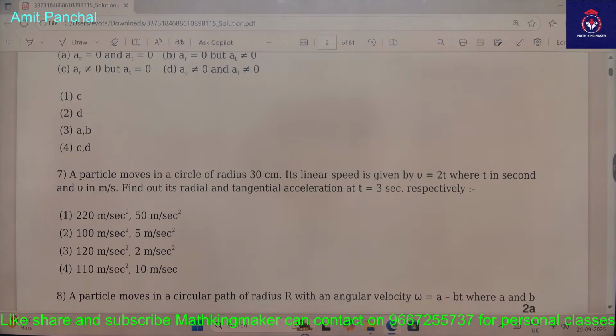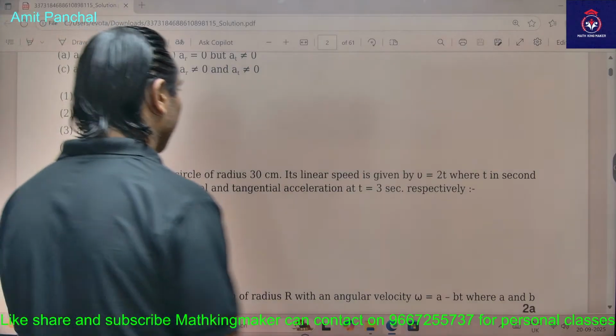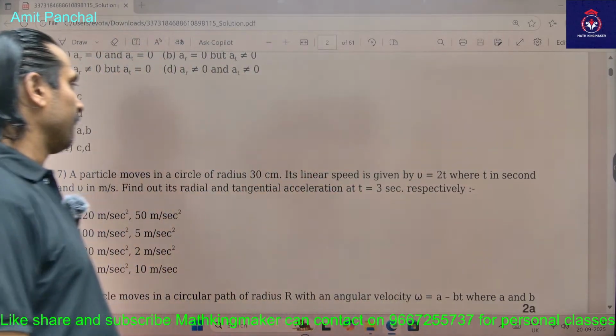But how do you know which acceleration it is? Is it tangential? Is it radial? Just a moment. But it is given, na? Particle moves in a circle, it's a linear speed. If you differentiate it, you will get 2 every time. Yeah, get 2. Okay.